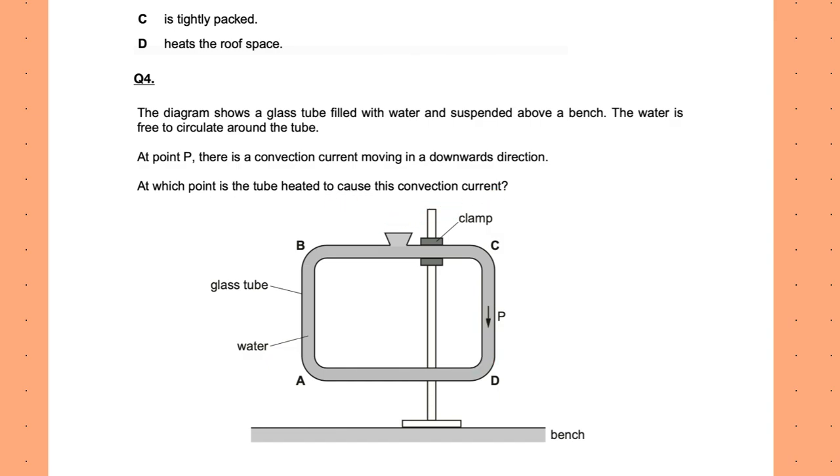So given this arrow like this, I can also complete this entire loop. So the water must be moving like this, and we know that wherever heat is provided, temperature is going to rise, volume is going to rise, density is going to decrease, so it's going to overall rise above. So from where is the water rising? It's very obvious that that's A. So it must have been heated here so that the water rose above this point.